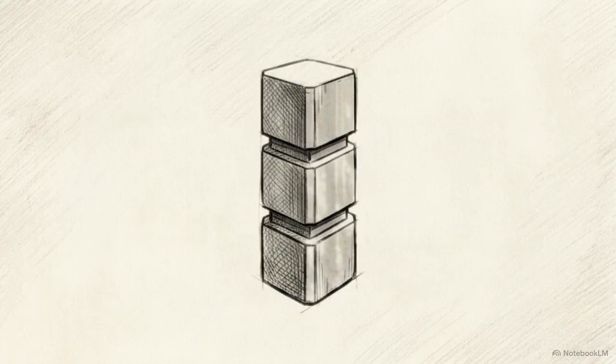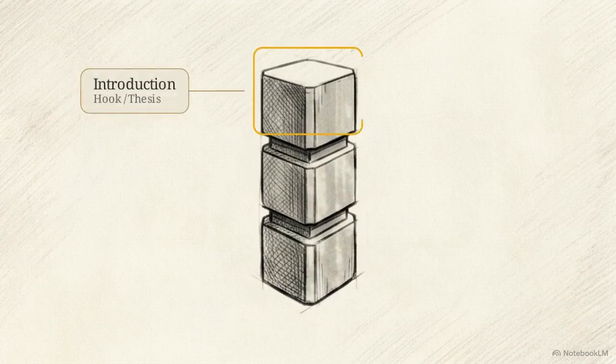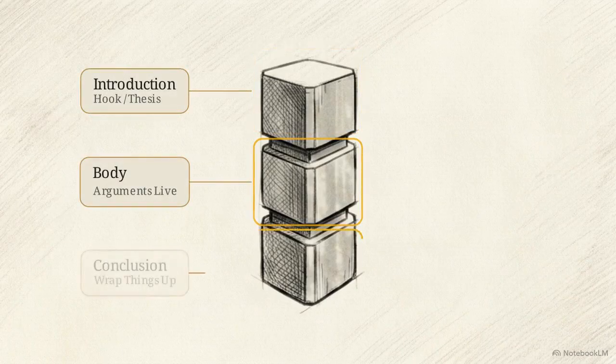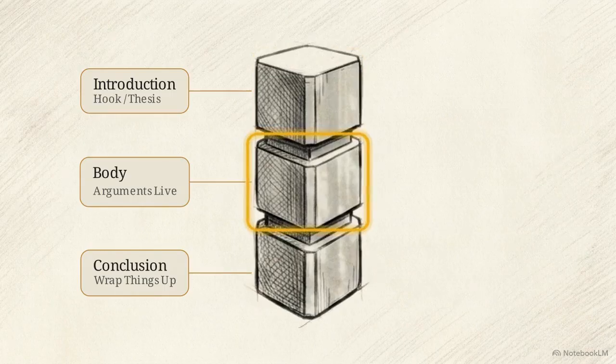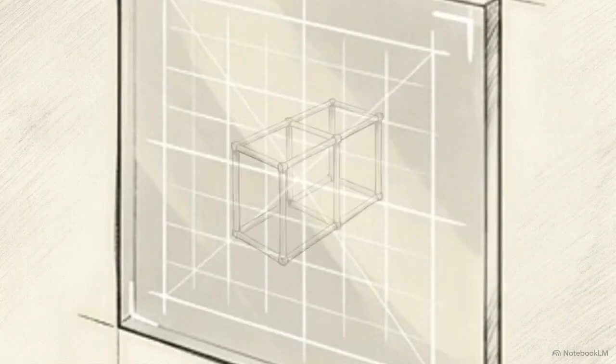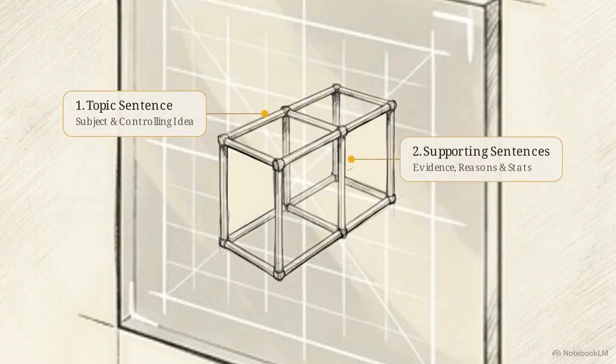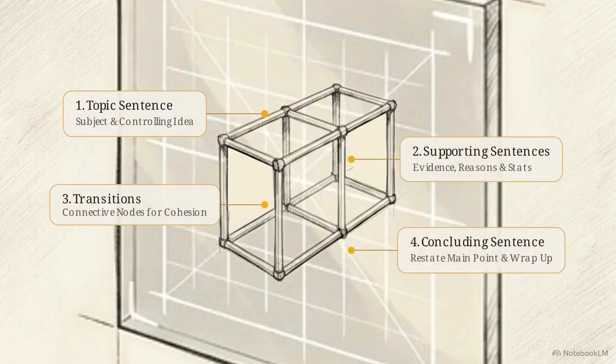Think of a standard academic essay as a three-part structure. You start with an introduction to hook the reader, move into the body where arguments live, and finish with a conclusion to wrap things up. While a strong introduction gets your reader in the door, the survival of your argument depends entirely on what happens in the middle. The body paragraphs do all the heavy lifting.